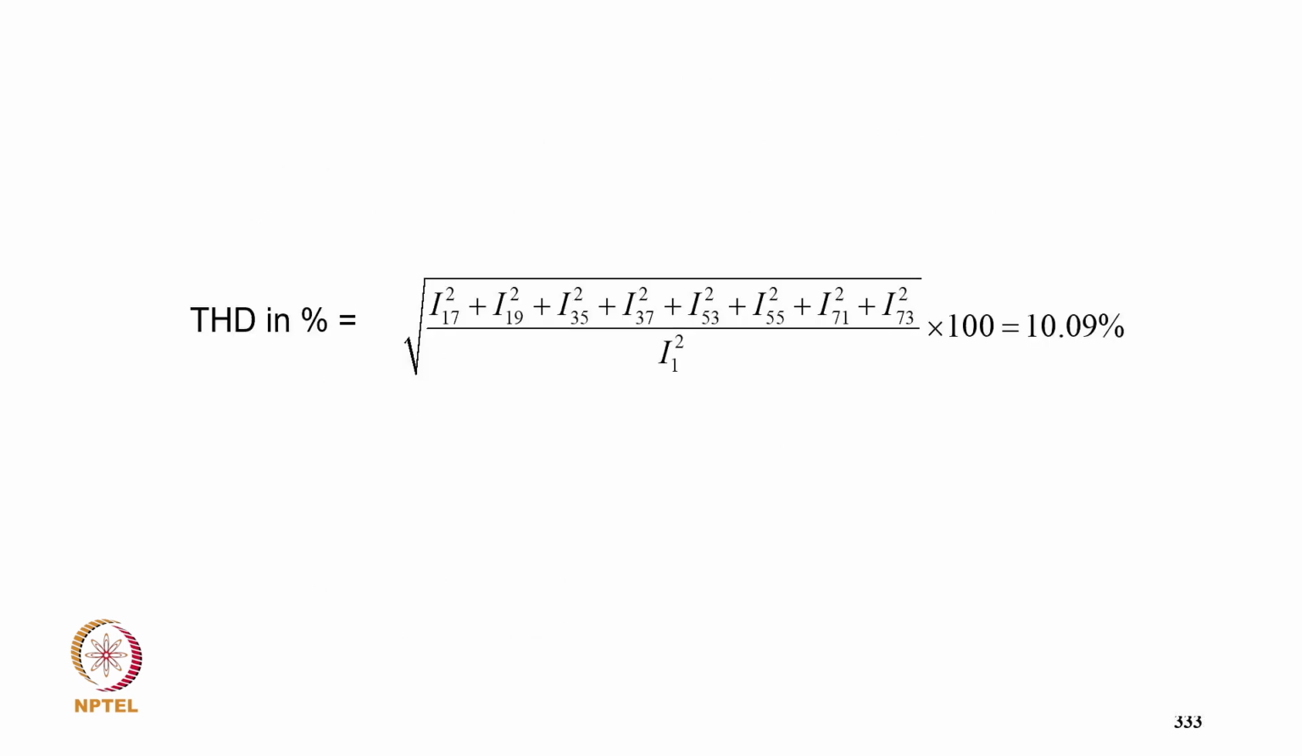And THD for 18 pulse, so 17, 19, 35, 37, 53, 55, 71, 73 harmonics, divided by I1 square, under root into 100, that comes 10.09%.